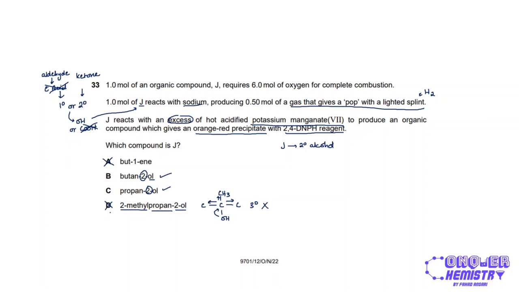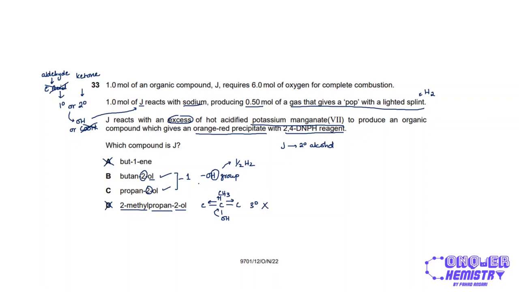Now we have to look at the information that is given to us. All right. So it says that 1 mole of J reacts with sodium, producing half a mole of gas. Now that is true for both options because both of them have 1 OH group. And what happens then is when you have 1 mole of the alcohol with 1 OH group, the H from the OH group will be removed as half a mole of hydrogen gas. So it's true for both. So you have to look at statement 1.